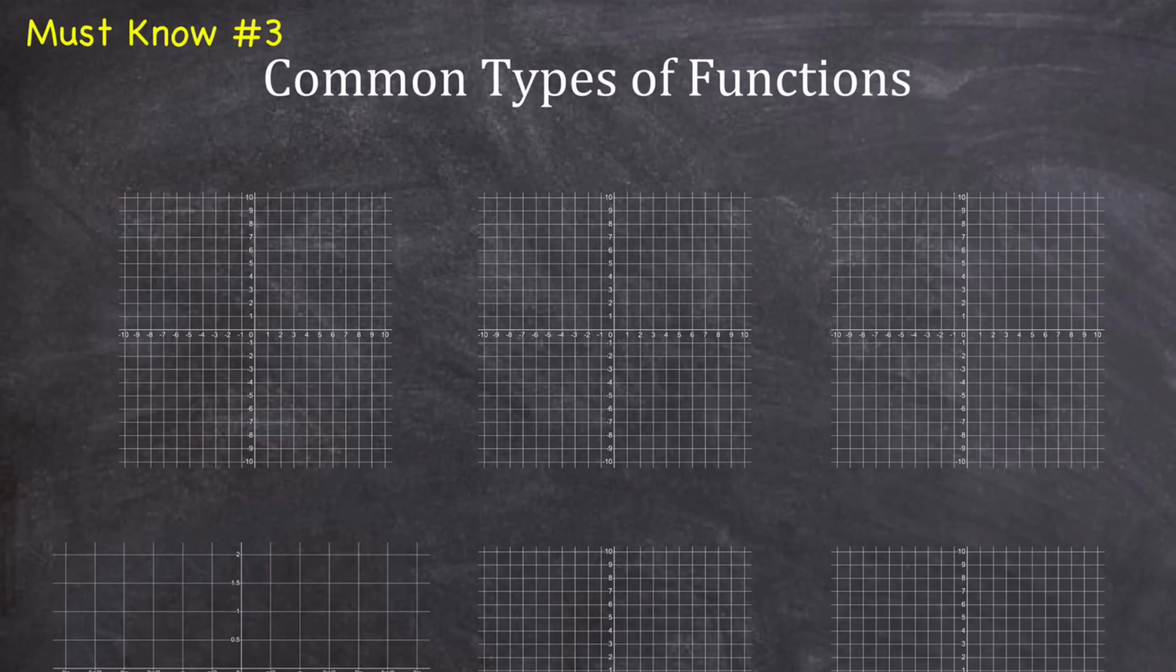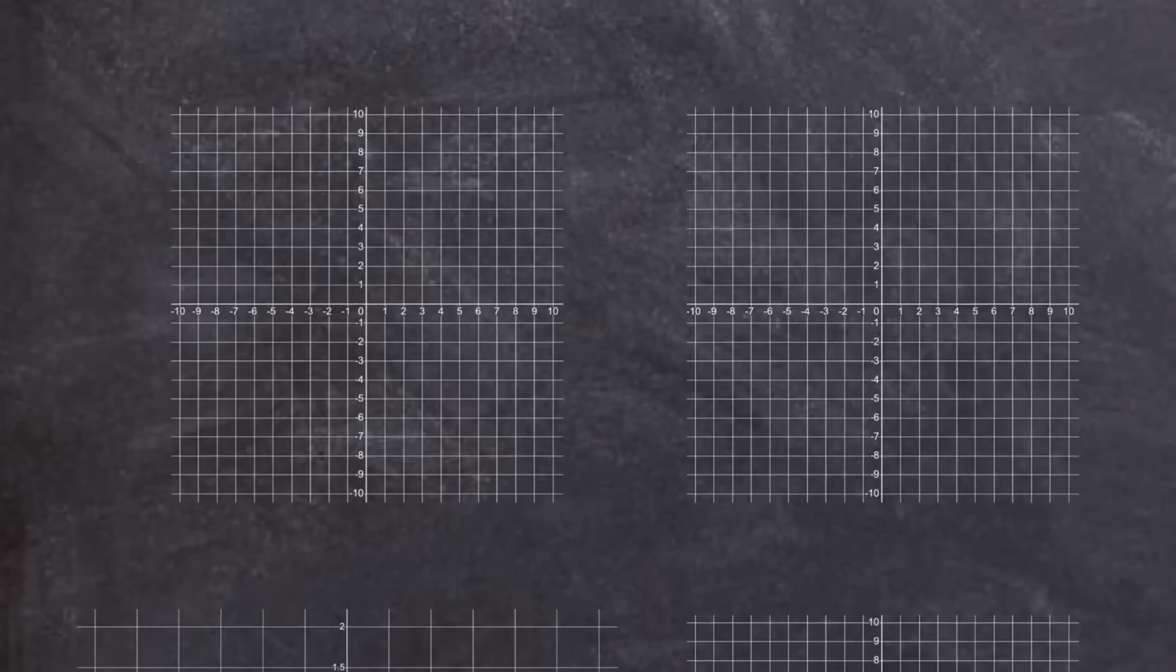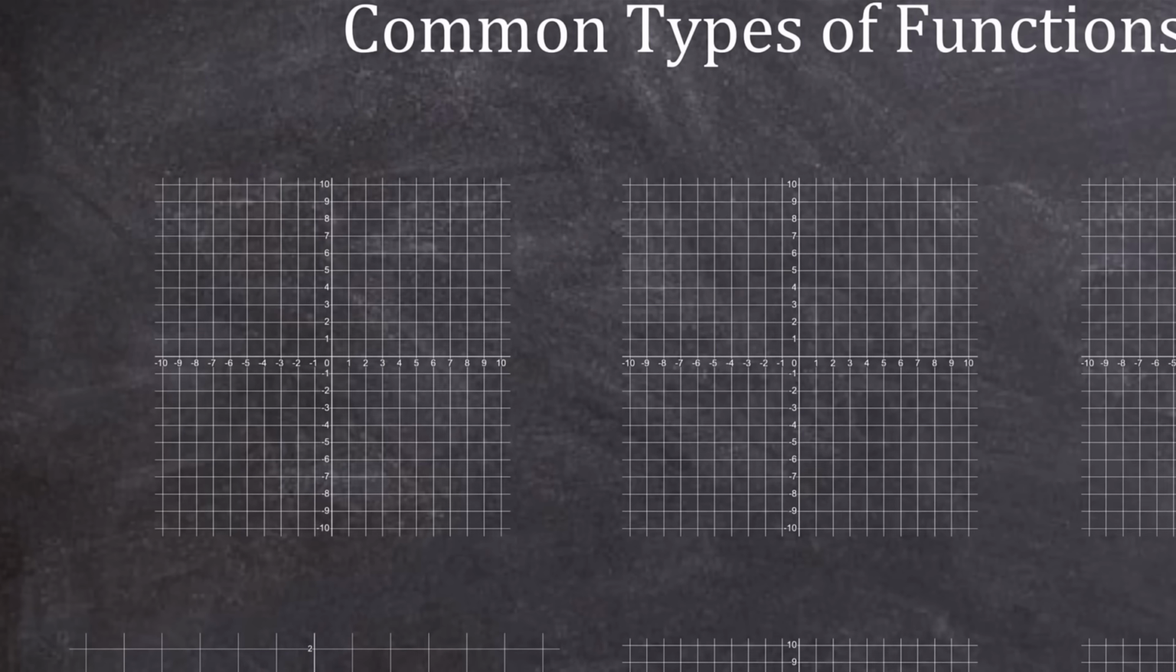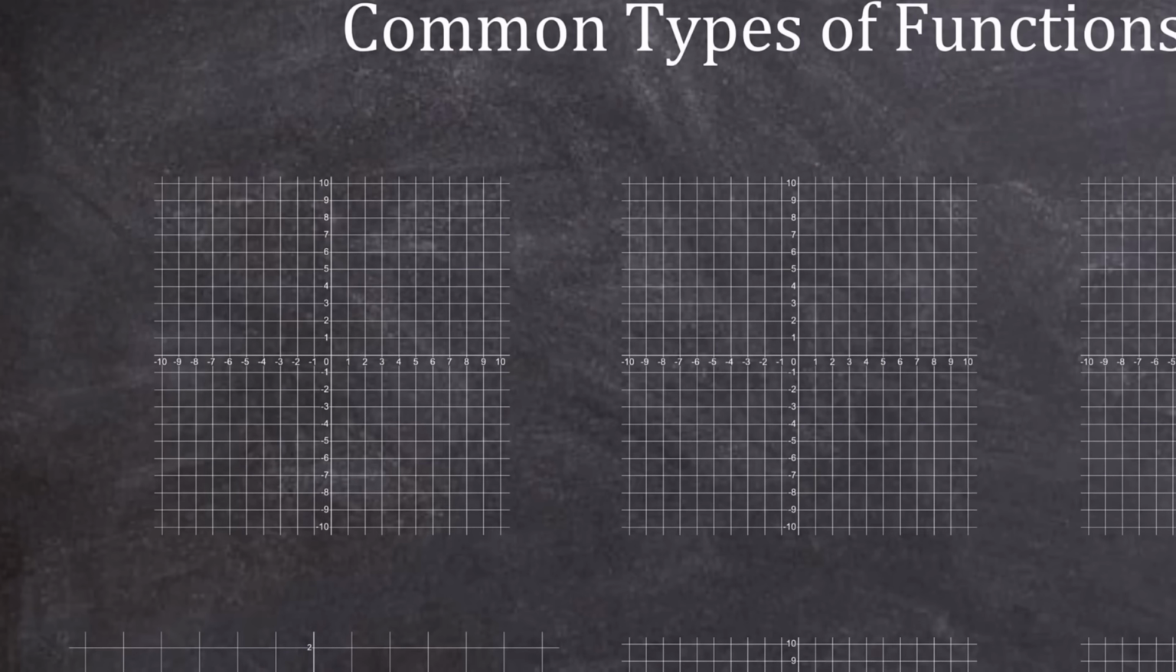Number 3, common types of functions. You should be very familiar with the shapes of a few different common functions that you'll run into a lot. The first ones I'll show you are the shapes of the first 3 power functions. f of x equals x to the power of 1, which is just a linear relationship with a y-intercept of 0 and a slope of 1.